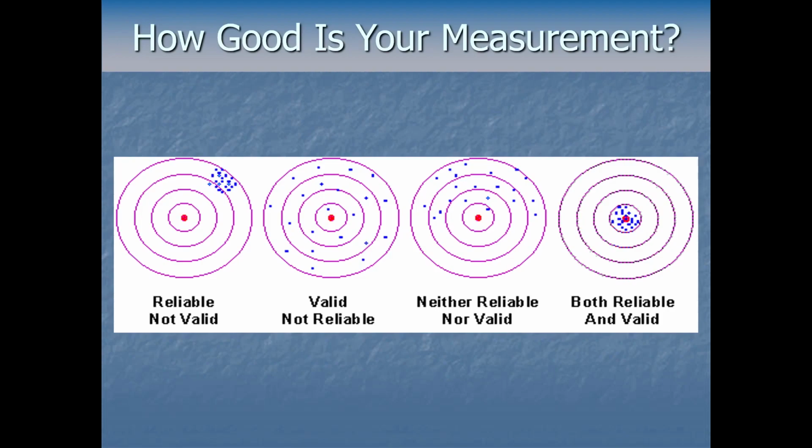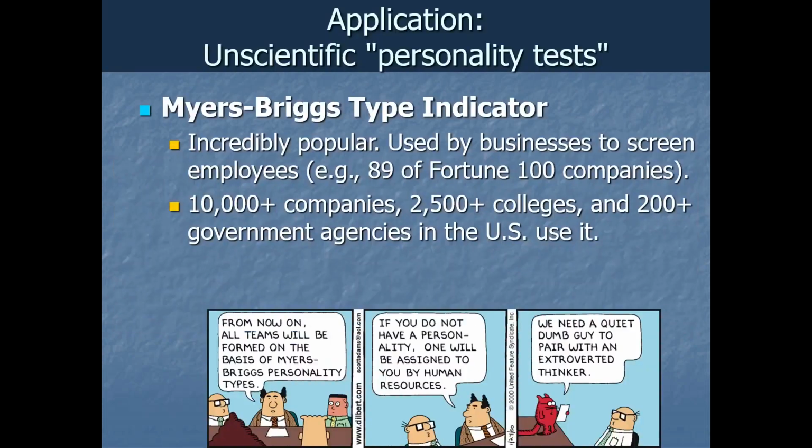Now, before we finish this video, I just wanted to give a real-life example that you may have run into before. Let's talk about the rather unscientific, quote-unquote, personality test that most of us have run into or taken at some point in our lives, the Myers-Briggs Type Indicator, or MBTI for short. People put it in their dating profiles. It's an incredibly popular, quote-unquote, personality test.